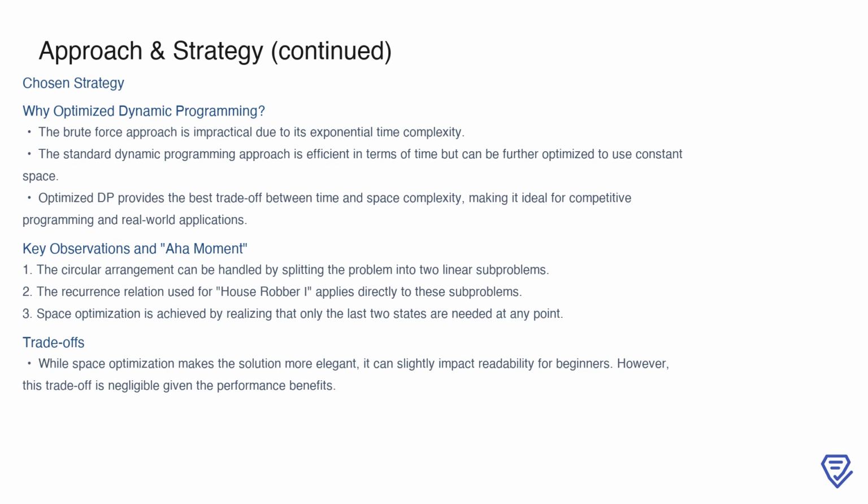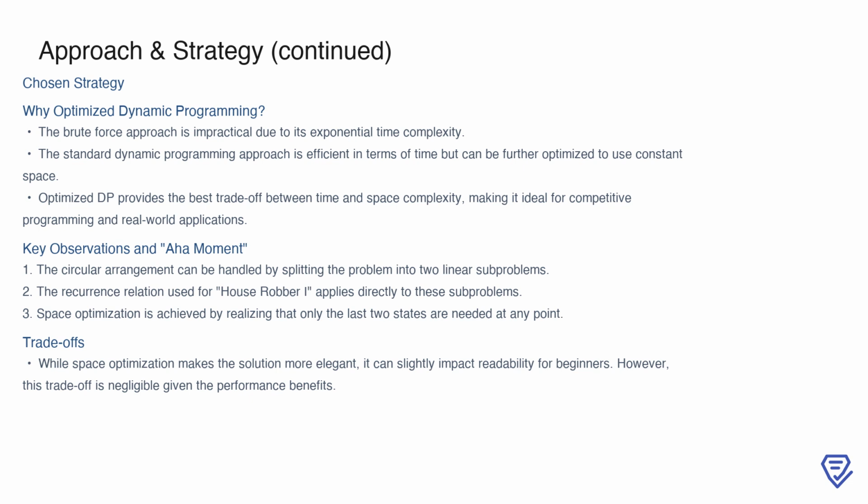Instead of maintaining an entire DP array, we use two variables, previous 1 and previous 2, to store the last two states. This drastically reduces the space complexity from O(n) to O(1). For implementation, we initialize these two variables and iterate through the houses, updating them at each step to calculate the maximum sum for both ranges. After computing the results for the two ranges, we return the maximum of the two.